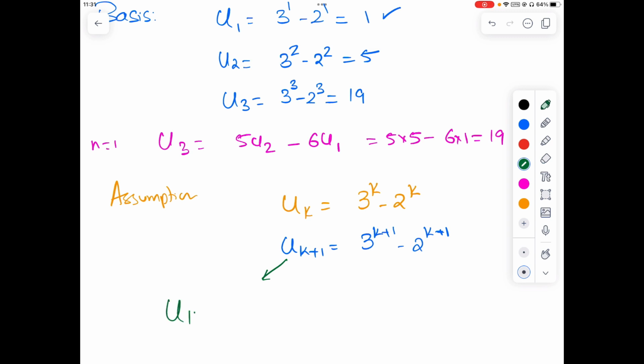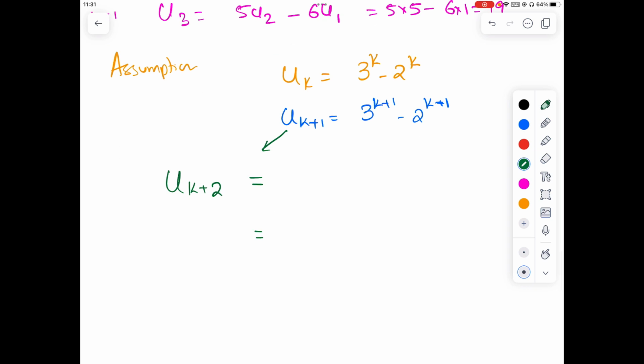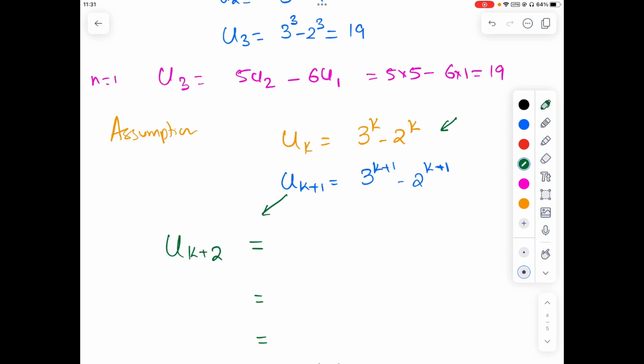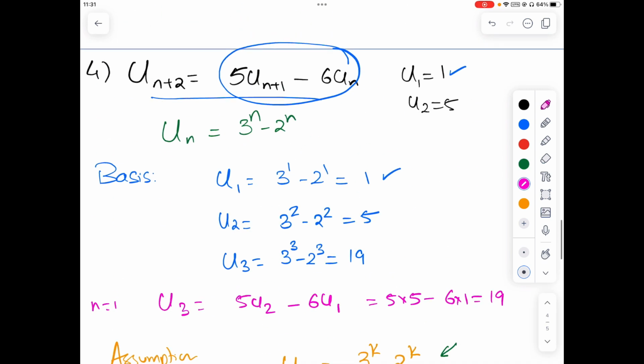So it becomes uk plus 1 is uk plus 2. And when I simplify it, in the assumption also, what is this? Plug in over here k as k plus 2. So what does that become? 3 power k plus 2 minus 2 power k plus 2 should be your answer. Now uk plus 2. Why have I taken plus 2? Because my recurrence formula starts with plus 2.